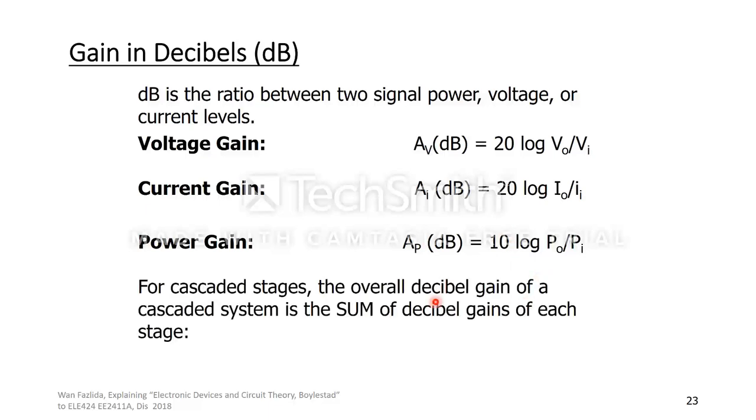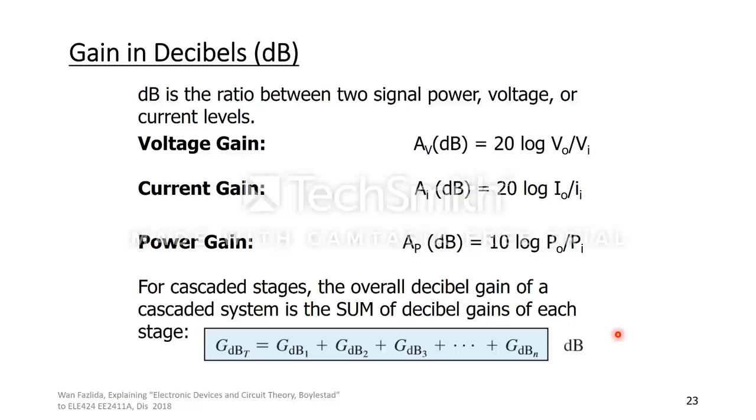So for cascaded stages, the overall decibel gain of a cascaded system is the sum of the decibel gains of each stage. So if I have stage 1, stage 2, I just add the decibel gain values. The difference with decibel gain is that because you're dealing with logarithmic scale, you add. If you're doing linear values, you multiply.